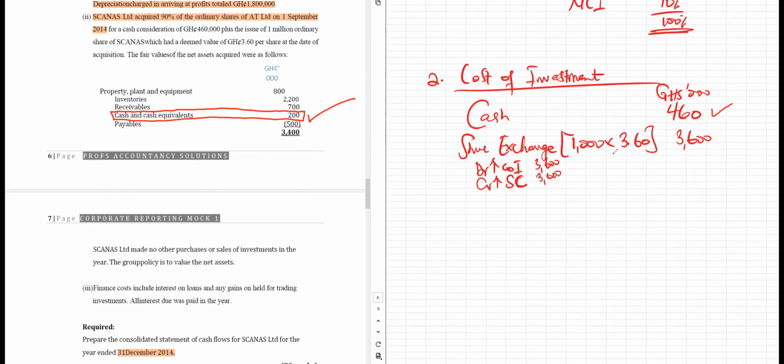Did it make sense? Say I bought jeans for 460. I came home, and by the time I was washing the jeans, I realized that 200 cedis were at the back of the jeans. Is it not a gain that I got? So in effect, how much did I actually pay for the jeans? Is it 460 or 260? 260. So when you buy a subsidiary and the subsidiary already had cash, that cash should be taken from the cash consideration you paid so that you have a net cash. Does it make sense?